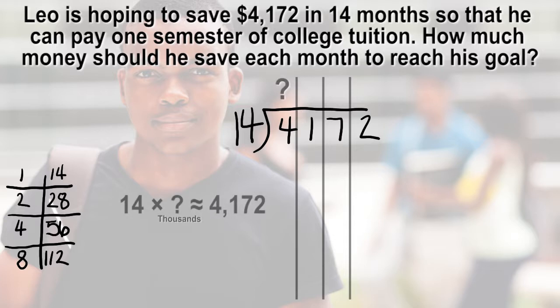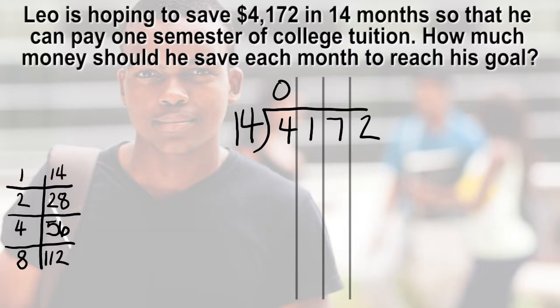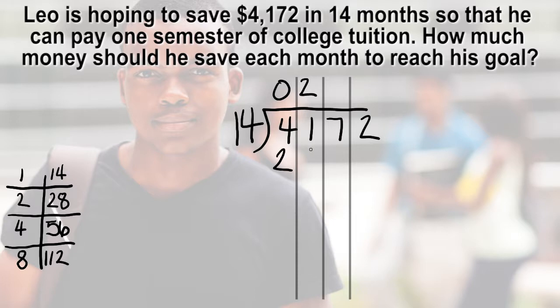14 times how many thousands is close to 4,172? 14 times 1,000 is much more than the dividend of 4,172, so a 0 can be recorded in the thousands place of the quotient. 14 times how many hundreds is close to 4,172? 14 times 200 is 2,800. A 2 is recorded in the hundreds column of the quotient, and 2,800 is subtracted from the dividend.